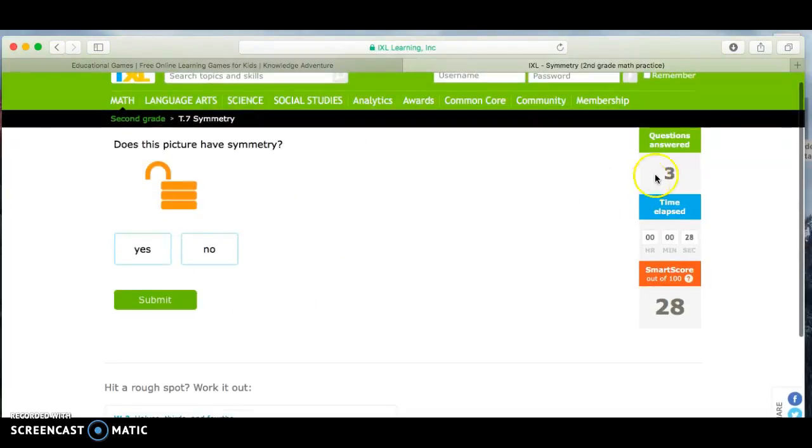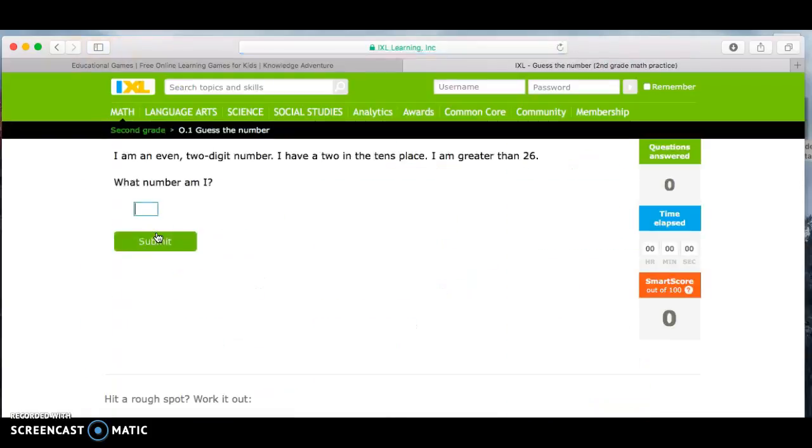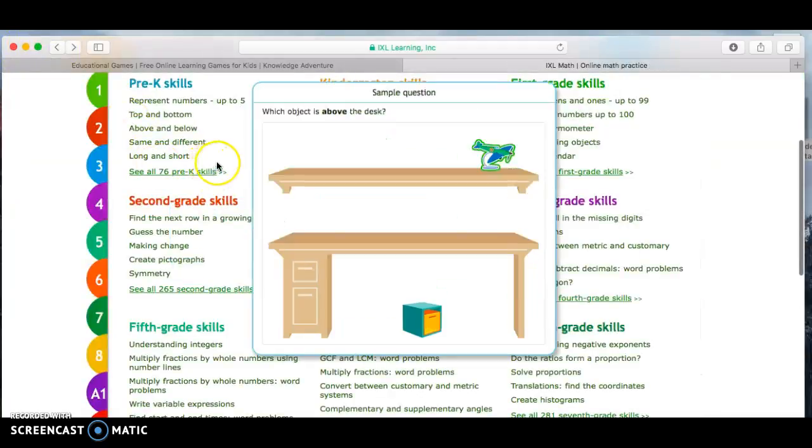So we could keep going. It's telling us our score over here and timing us as well. We could go back and choose a different section. I'm an even two-digit number. I have a 2 in the tens place, and I'm greater than 26. So there's many activities.